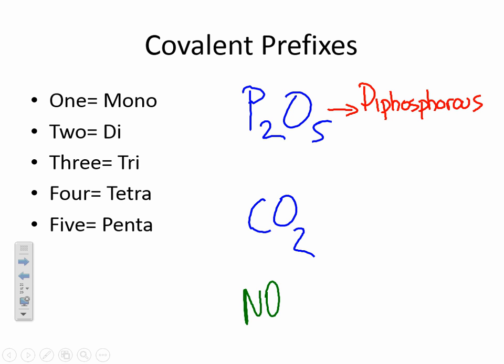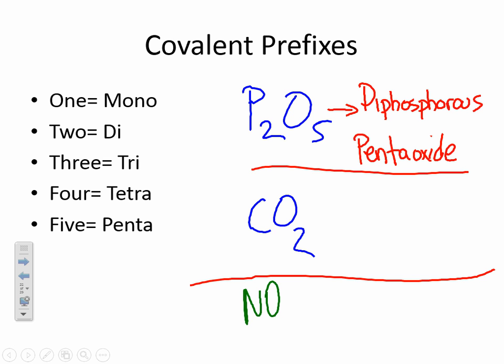The second element, you're going to change the ending to "ide," so oxygen becomes oxide. Now I have 5 of them, so I have to use the prefix on the second one. So what is the prefix for 5? Penta. Oxygen changed to oxide, so 5 oxygens. It's going to be pentaoxide. Now there's a spelling thing that technically drops the A, but we're not going to worry about that. So you have diphosphorus pentaoxide. All right, next one.